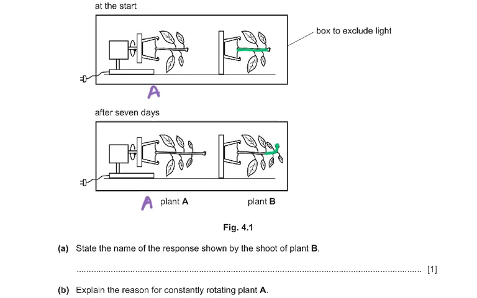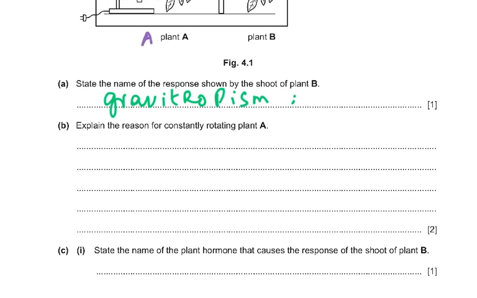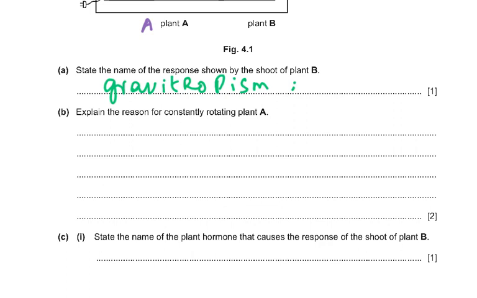So, state the name of the response shown by the shoot of plant B. This is gravitropism, because there's no question of light here. We are investigating the effect of gravity. Gravitropism. Then explain the reason for constantly rotating plant A. Why were we rotating plant A? To negate the effect of gravitational pull, since gravity is only on one side of the plant. Also, it is used as a control to compare with the response of plant B.